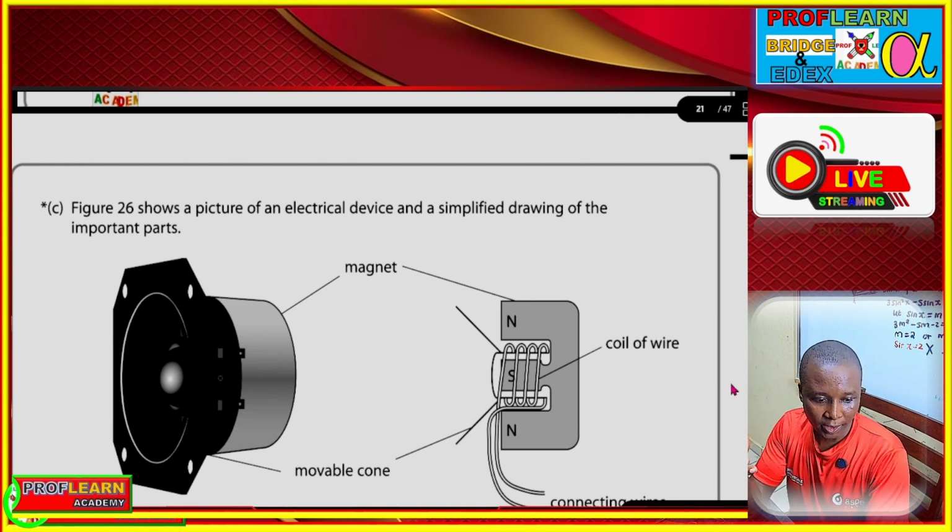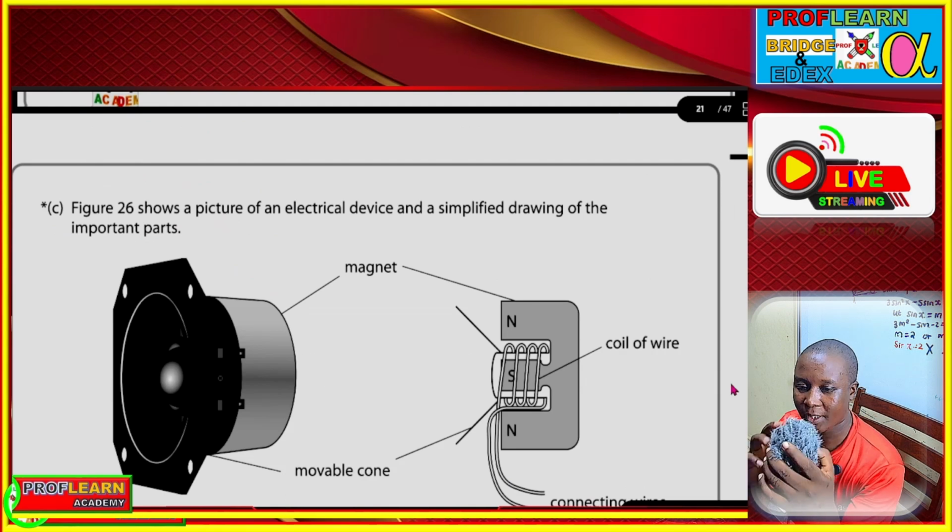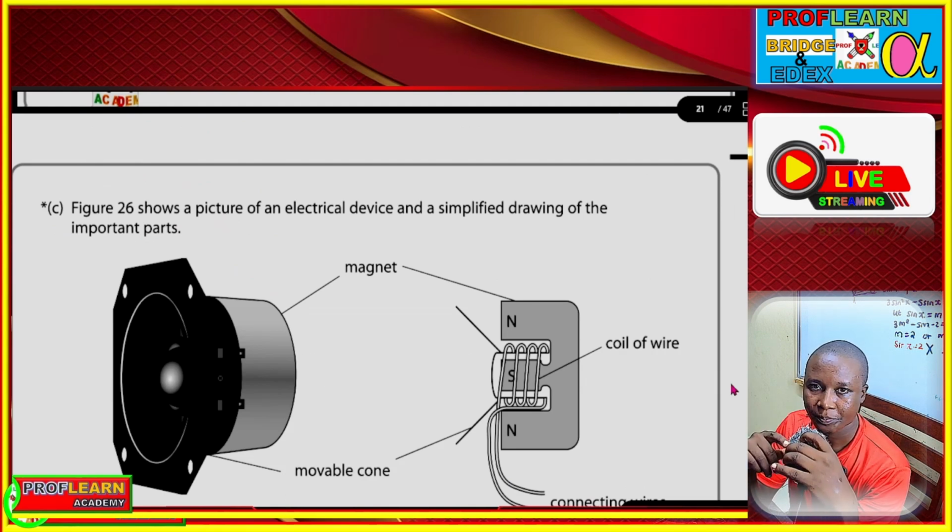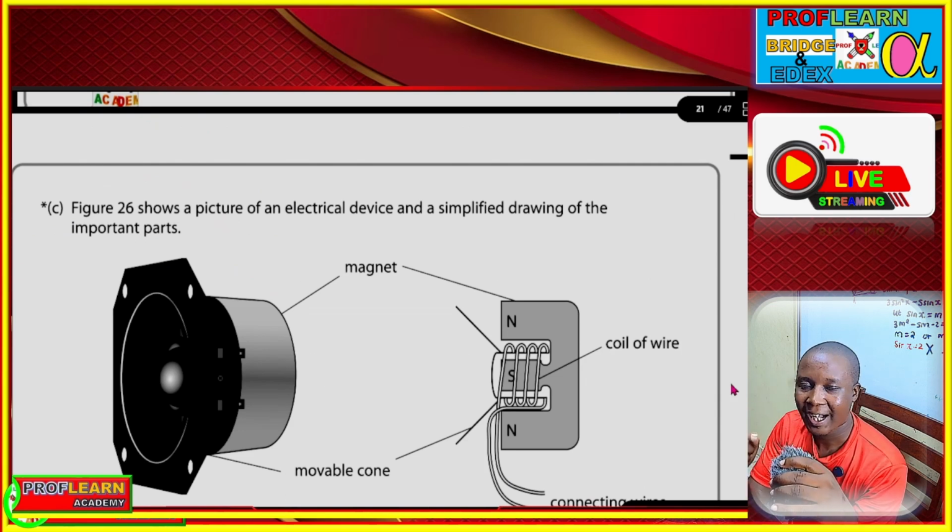So I've explained how a loudspeaker works. Now a microphone. For a microphone like this one, when I speak, it will pick up my sound. My sound will be transferred to the microphone, and inside it has a paper cone, which will vibrate when I speak. When the paper cone vibrates, it makes the coil inside to vibrate. As that coil is vibrating, it is made to cut the magnetic fields.